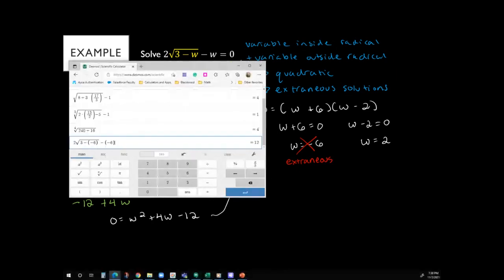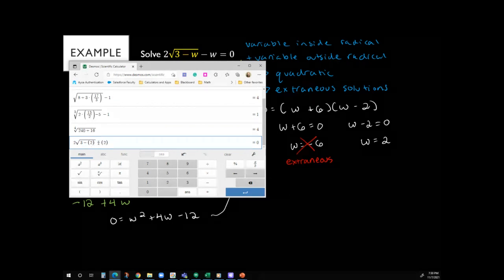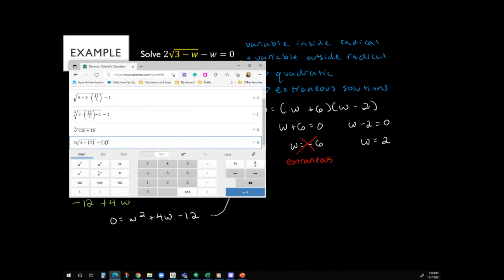But we should also check the 2 just to be safe. So everywhere I had negative 6, it's 2. That's our other answer. And so you can see we had 2 times the square root of 3 minus w, which is 2. And then outside of there, minus w, which is 2. And that does come out to 0.